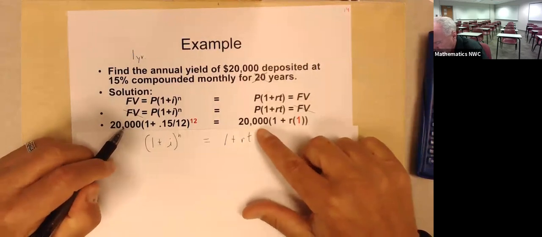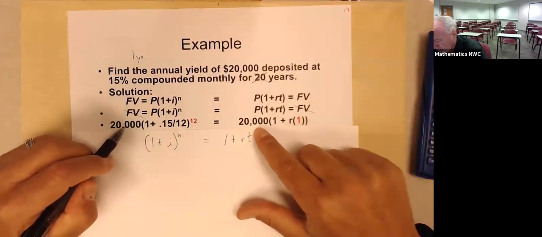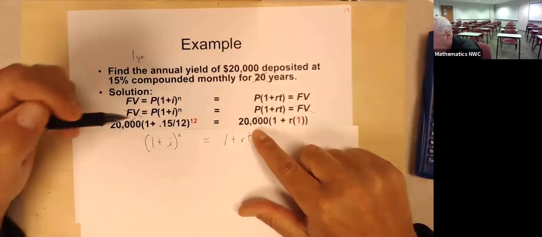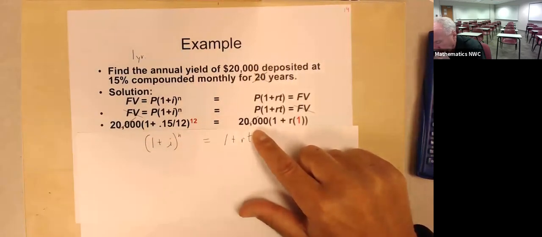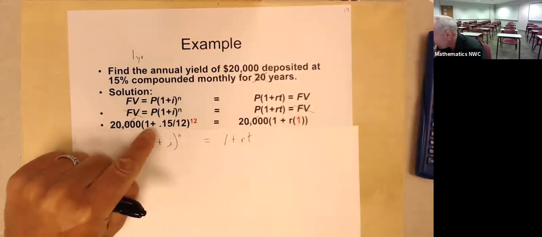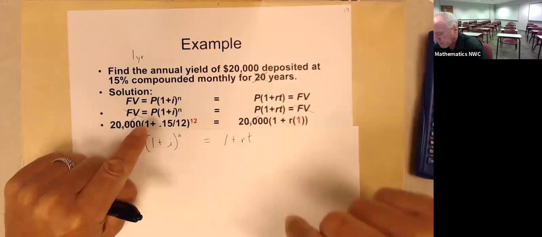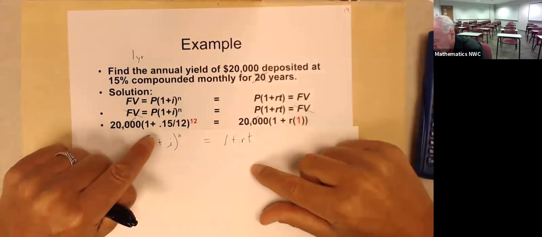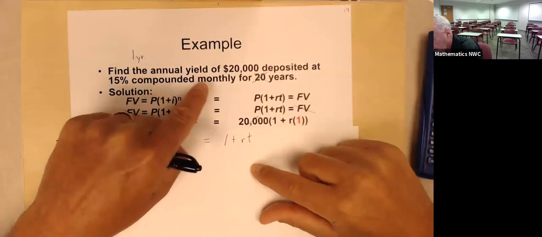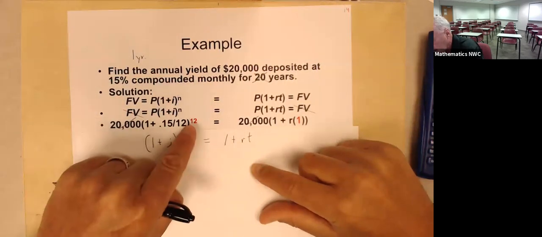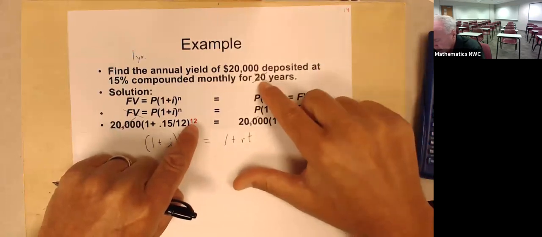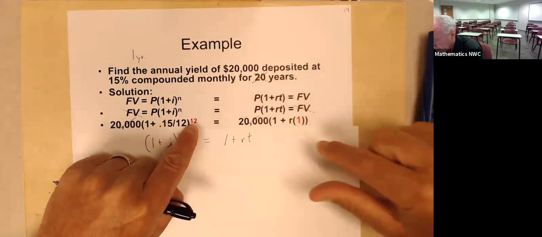I know I have extra numbers like 20,000 in there, but we could have just divided both sides by 20,000 and that would have been gone. We would have had this left, these two parentheses. Because it was 1 year and it's compounded monthly, 1 year compounded monthly is 12 times 1. That's where that red 12 came from. 20 had nothing to do with that.